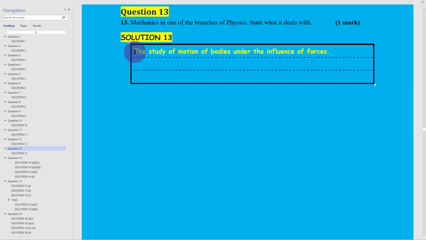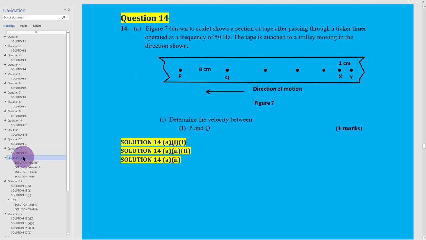So 2 areas, branches of physics. Know the name of that branch and a simple description of that branch. And then when it comes to the relationship between physics and other subjects, just have a simple statement that describes a simple relationship between the 2 subjects, physics and other subjects that you are taking. Let's look at question 14.